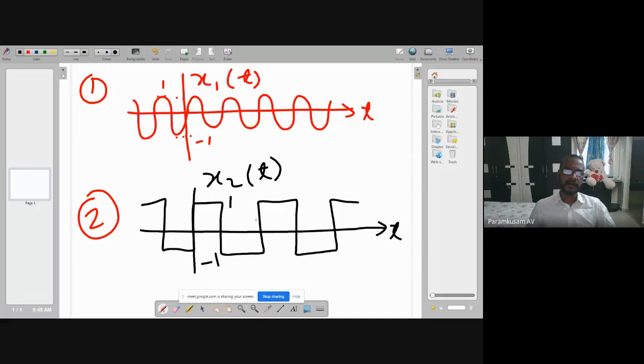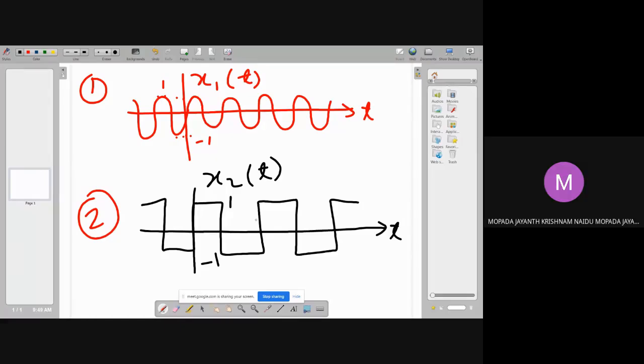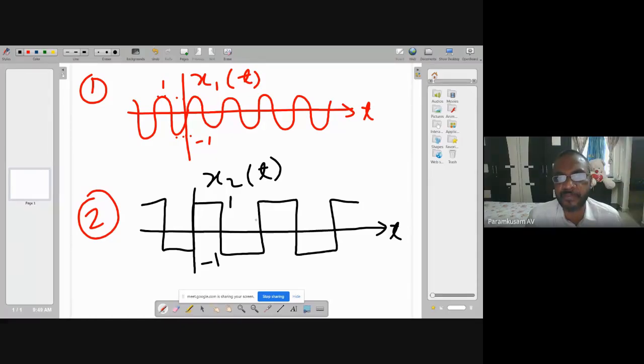You see here, what is the range of amplitude of x1 of t? Between -1 and +1. Here the range of x2 of t is also -1 to +1. What is the difference between these two? What are the possible values of x1 of t at any instant of time? What are the possible values of x2 of t? For x1 of t, there are infinite possible values.